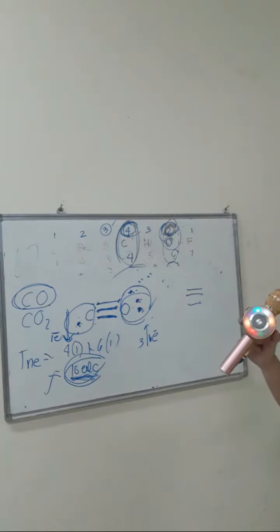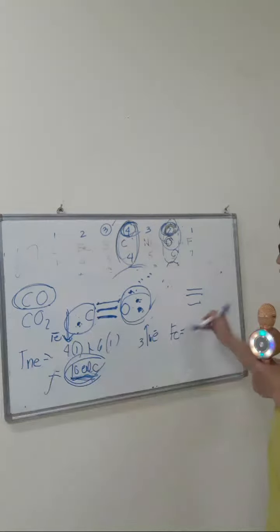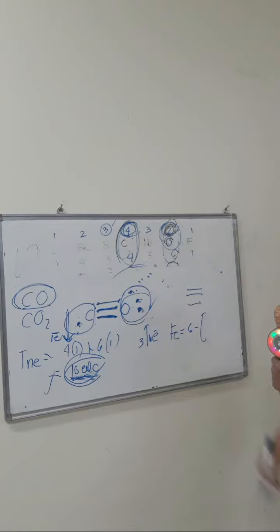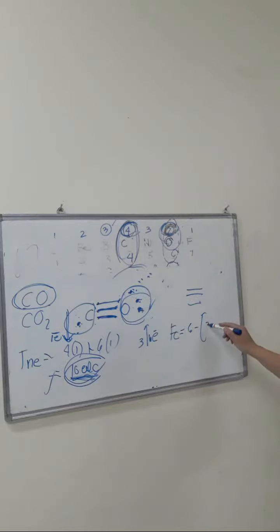To have a formal charge. For this one, formal charge is equal to... Let's do the oxygen first. So 6, minus the unshared electrons of oxygen: 1, 2, 3, plus the bond, 2. So the formal charge of oxygen will be 0.